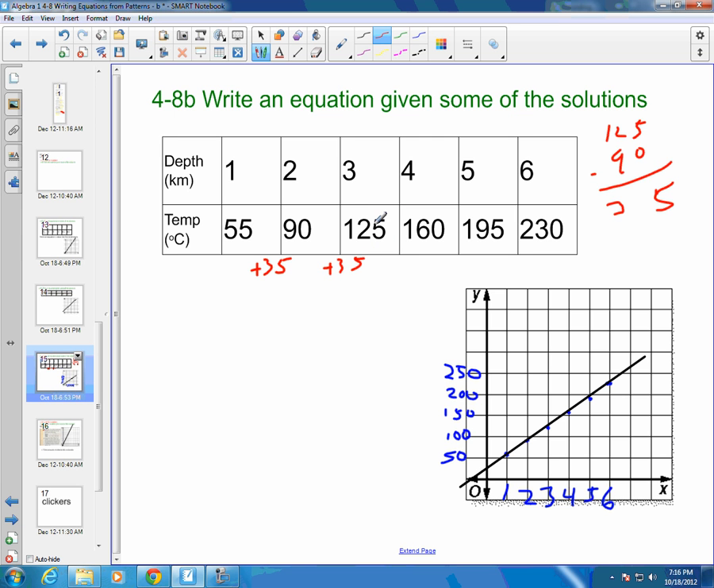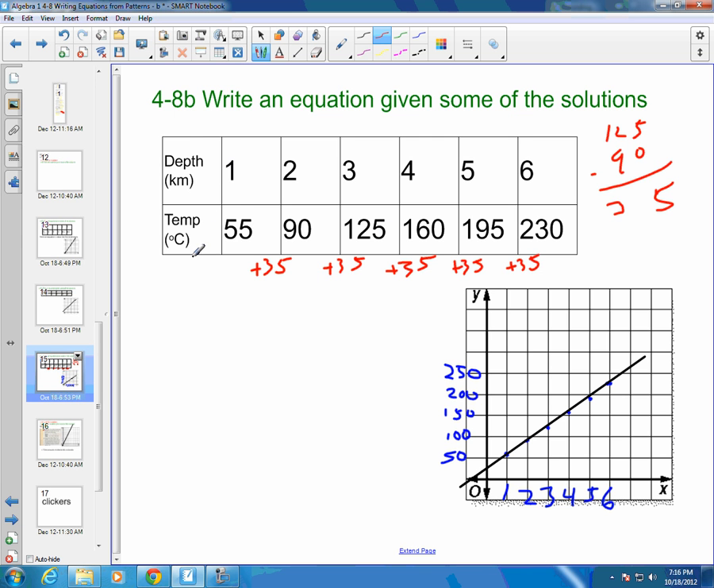And is that the case here? 125 plus 35, does that give me 160? Yes, it does. And 160 plus 35, that does give me 195. And 195 plus 35 does indeed give me 230. So I'm adding 35 each time.